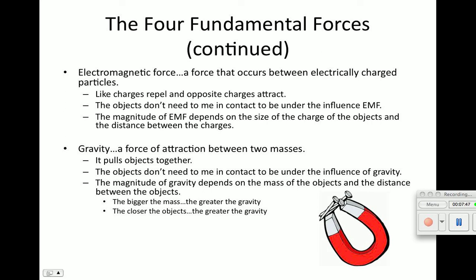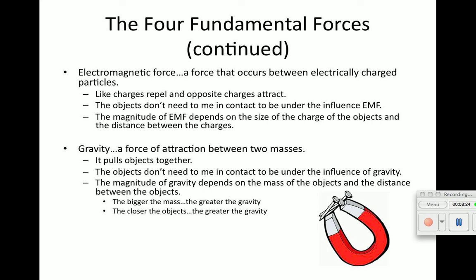And then the magnitude of gravity depends on how big the objects are, how much mass is there, and how close the objects are to each other. So the force of gravity between the Earth and the Moon is very strong, because they have a lot of mass and they're pretty close together. There is also a force of attraction between the Earth and the Sun. It may or may not be bigger or smaller than the force of gravity between Earth and the Moon, because the mass of the Sun is much bigger than the mass of the Moon. So you would think the gravity would be bigger, but there is a greater distance between them.